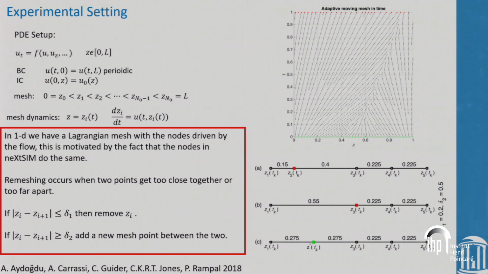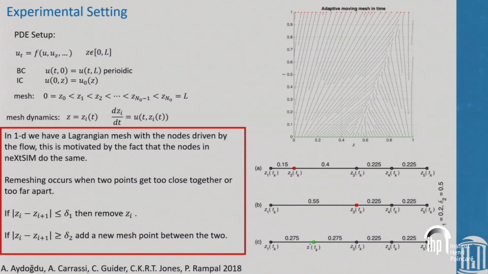It could be that 2 points get too far apart. As things, say, run with the shock, we start losing information where we don't have grid points, so we want to insert another one. So we have a condition, another tolerance, where if they're too far apart, we add a point. So you can see that here, these points are moving through. Those got too far apart, and another one was introduced exactly halfway in between. So those are the mesh rules for this particular setup.